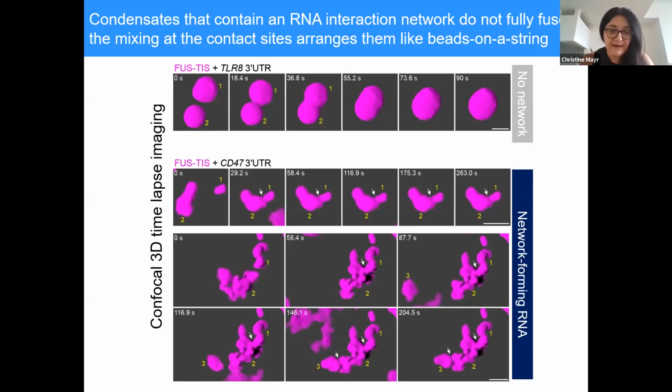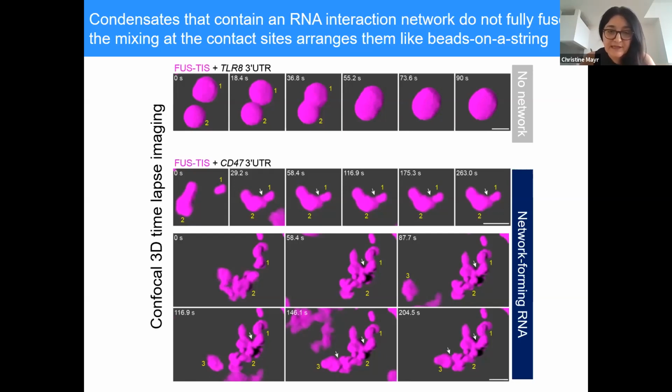But when we do the FRAP, the protein component can really move, it is highly mobile. So basically, the protein can still exchange with the surroundings, but it still does not make a sphere. And at a later time point, you can see how these two condensates touch, but they don't fully fuse. They touch and are connected at the contact site, but they don't fully fuse.